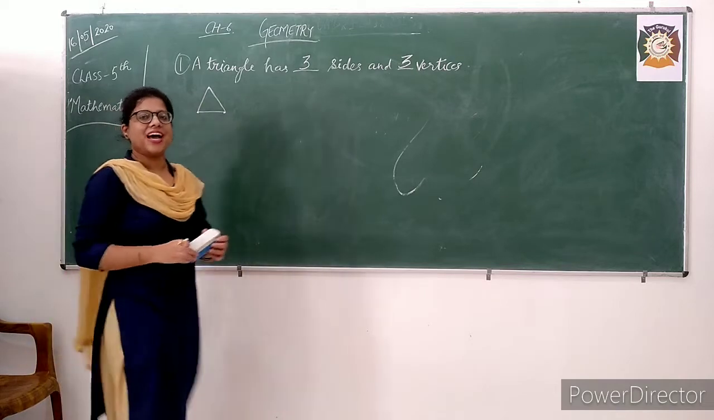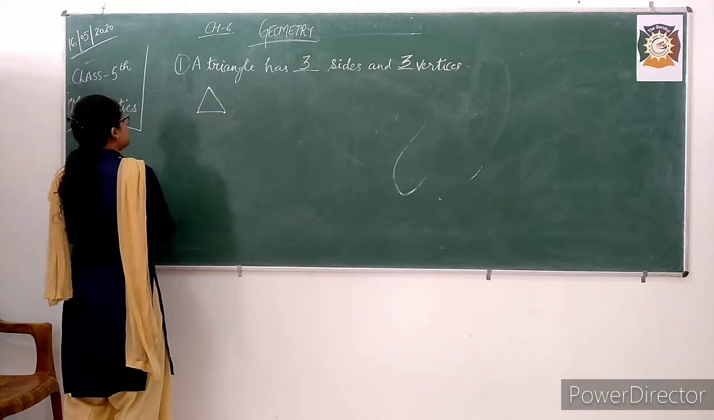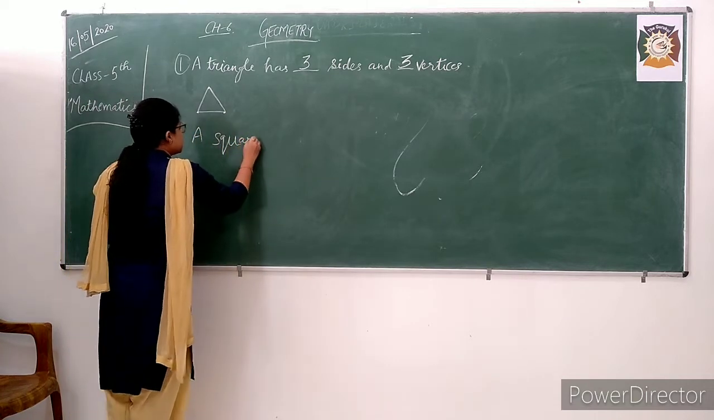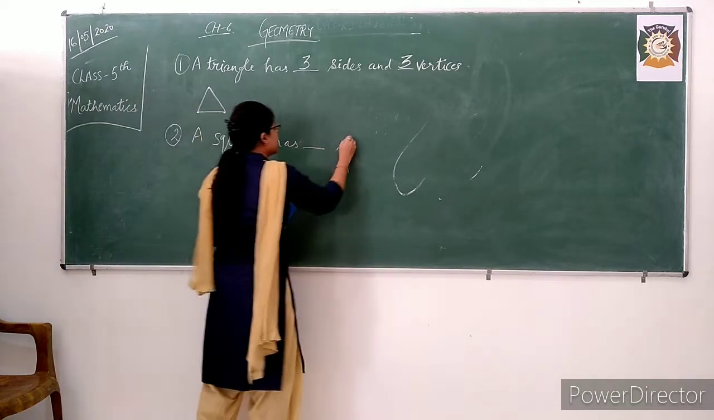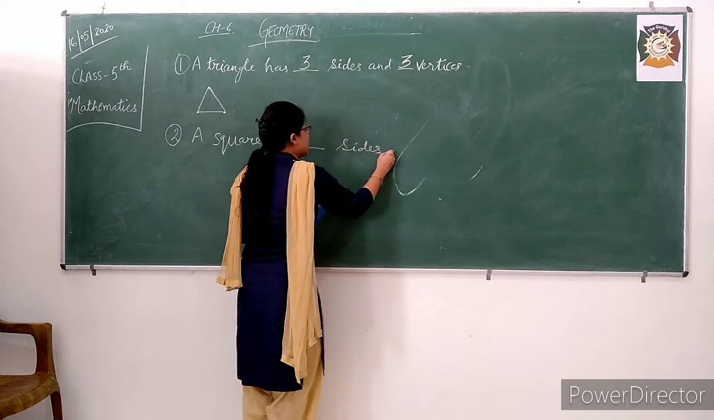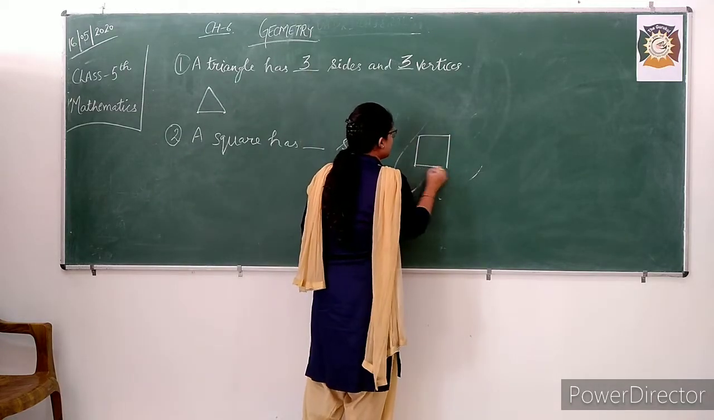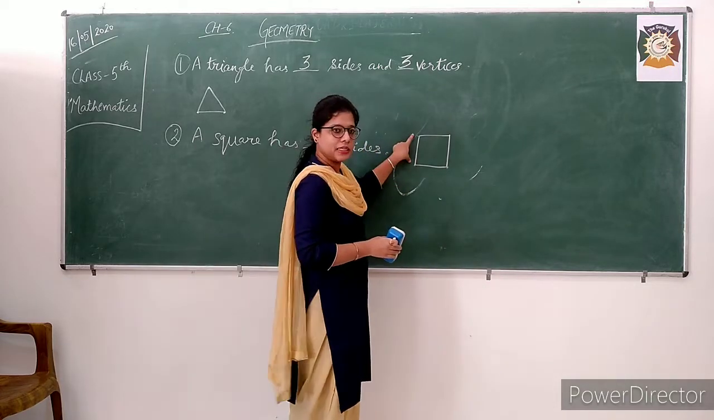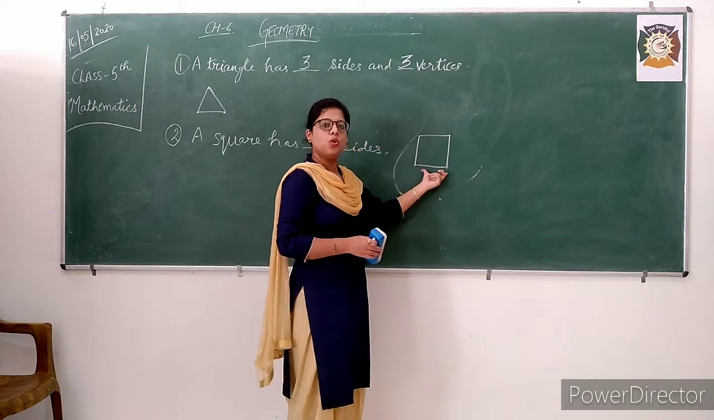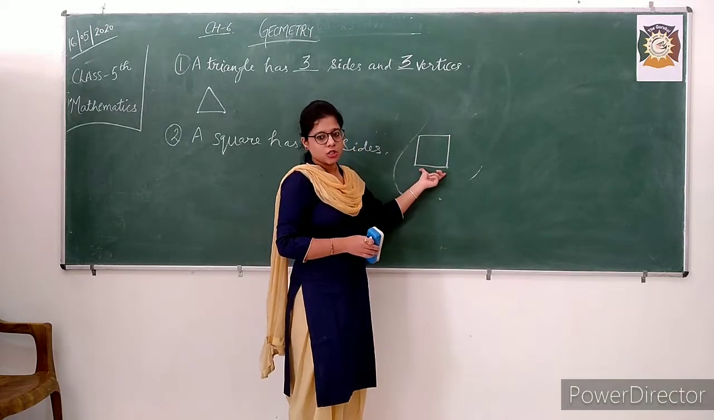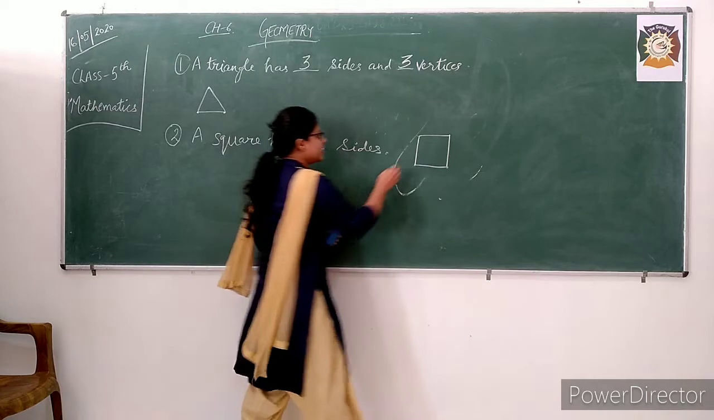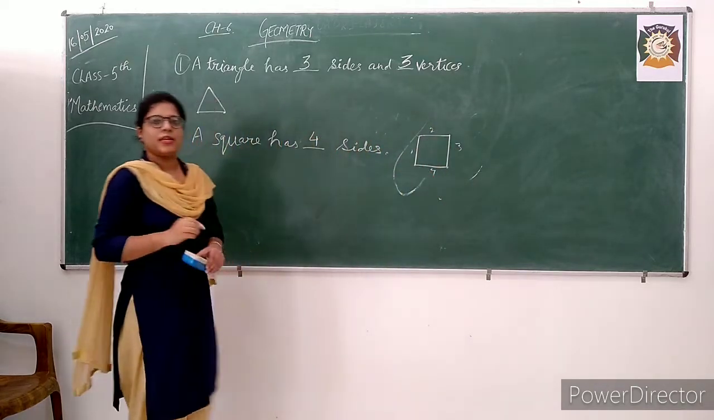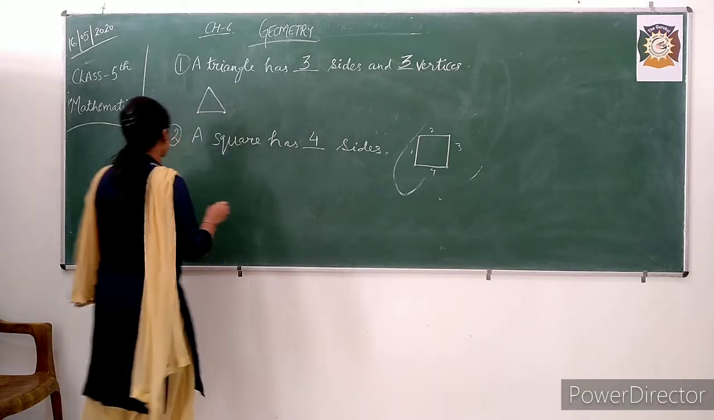Next is, a square has dash sides. Now, what is a square? A square is a four-sided figure of equal measure. If it is 1 centimeter, then all the sides must be equal to 1 centimeter. This is how you get a square. A square has how many sides? 1, 2, 3, 4 sides. 4.